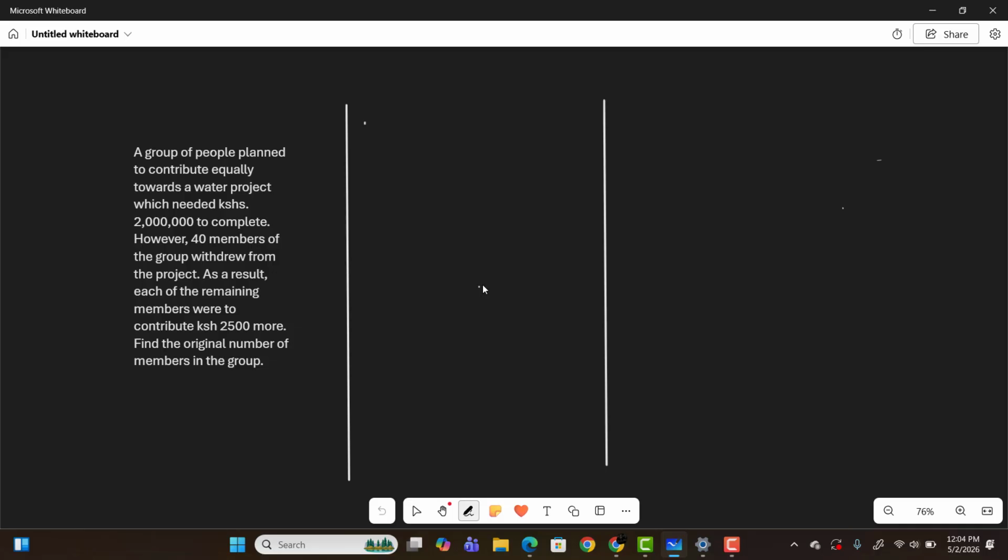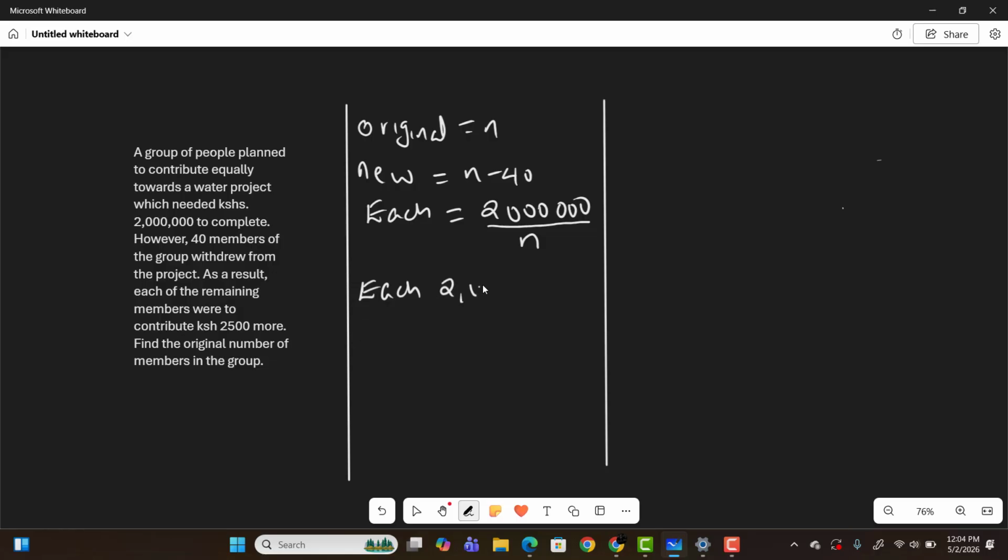So let's assume that the original members in the group were just n. So the new members will be n minus 40 after 40 of them have withdrawn from the group. Now, each contributes, before the withdrawal, 2 million divided by the number of people, and each will contribute after withdrawal 2 million divided by the number of people, the new ones, which are n minus 40. Now the difference between these two is 2,500.